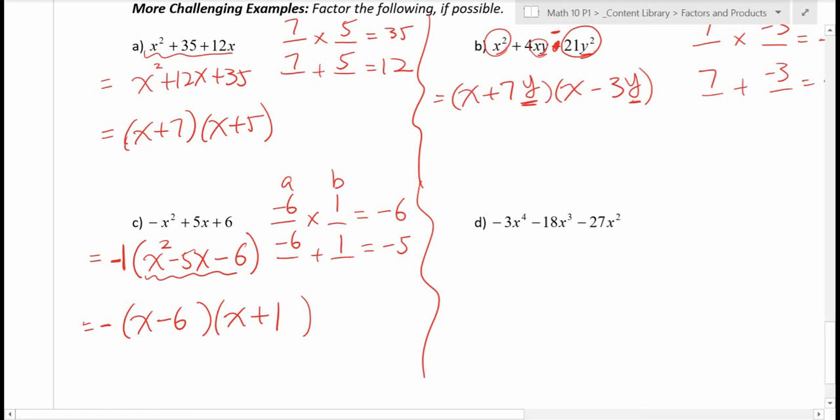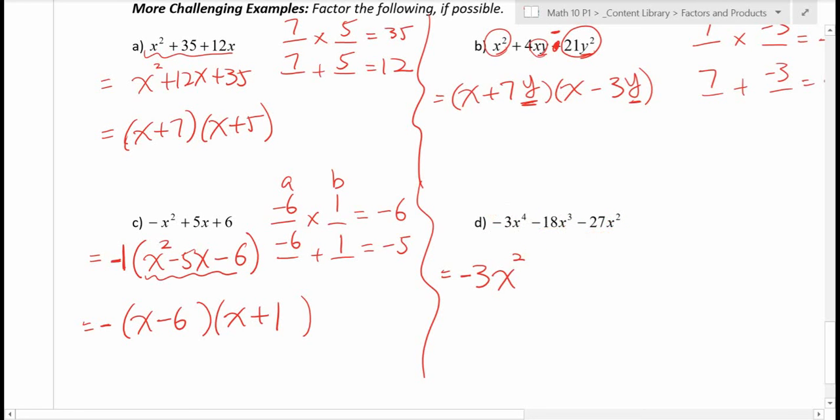Part D is similar again. So the first step that we should take is to factor out the common factor. Okay, let's remove the common factor. So that's -3, -18, -27. We know we can factor out -3. That's x to the 4, x cubed, and x squared. Same base. Therefore, you take out the base and then the smallest exponent.